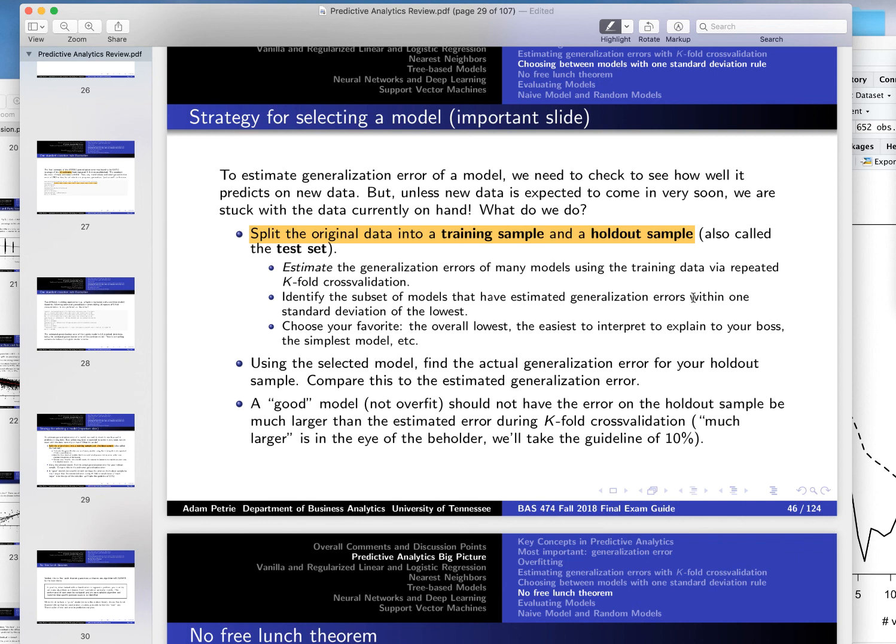We're going to fit hundreds, thousands of different predictive models. We'll estimate the generalization errors of each one of them. And then we're going to make a choice. We're going to choose our favorite.